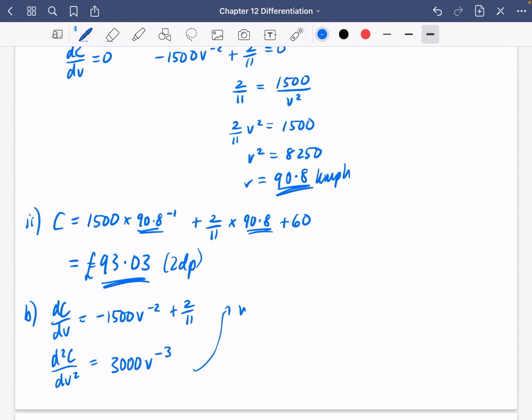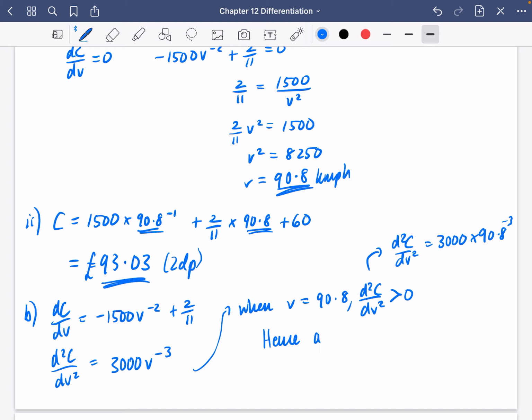Now, when V is equal to 90.8, the second derivative is obviously going to be bigger than zero, because you think about it, the second derivative is going to be 3,000 multiplied by 90.8 to the minus 3, which is obviously bigger than zero. Hence, as the second derivative is greater than zero, this is a minimum.